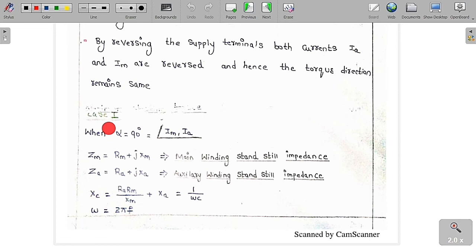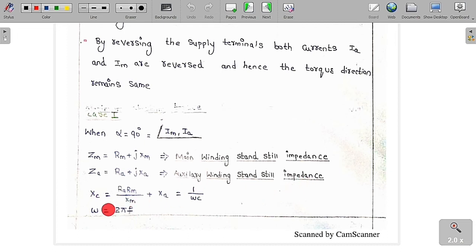So let me discuss some important cases. Suppose alpha is equal to 90 degrees, where alpha is the phase angle between Im and Ia. Then what is the main winding impedance? The main winding impedance is Rm plus jXm, called the main winding standstill impedance. And the auxiliary winding impedance is Ra plus jXa, called the auxiliary winding standstill impedance.